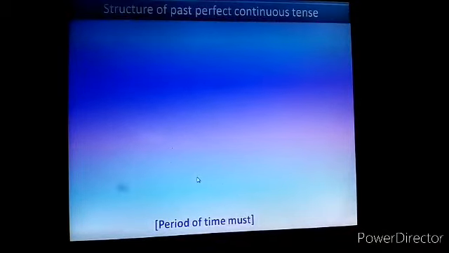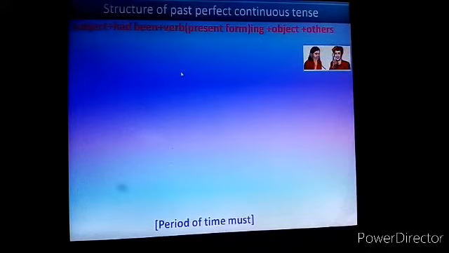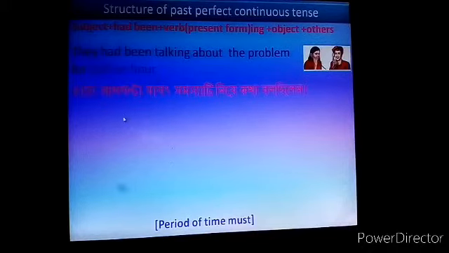A structure of past perfect continuous tense. Subject plus had been plus verb present form plus ing plus object plus others. Here we can see, they had been talking about the problem for half an hour. You can see the Bengali meaning here.